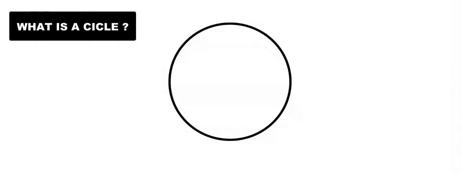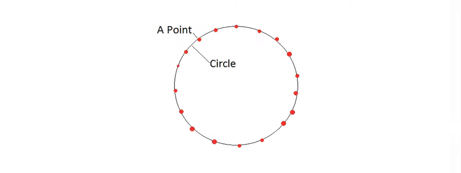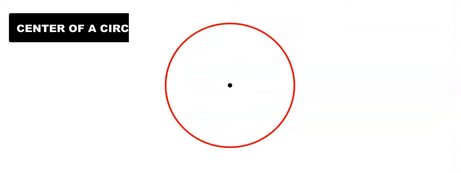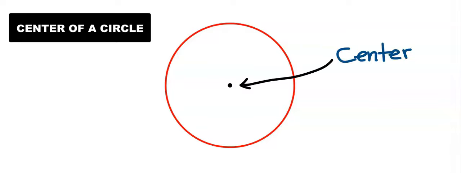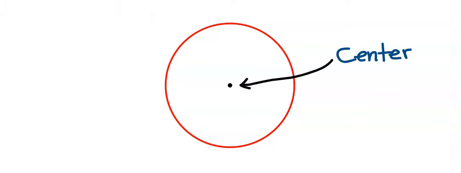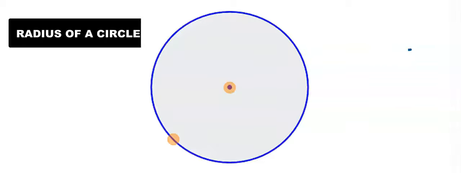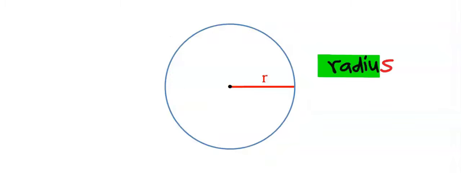By the end of this video, you can identify different parts of a circle. A circle is a round plane figure consisting of points equidistant from a fixed point, which is the center. The center of the circle is the origin. The distance from the center of the circle to any point on the circle is known as the radius.